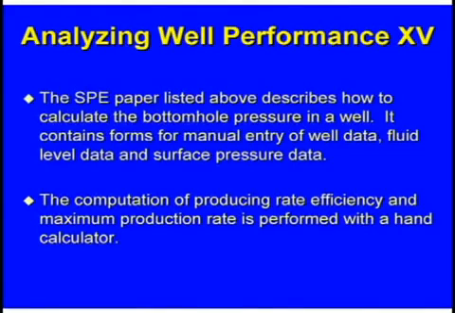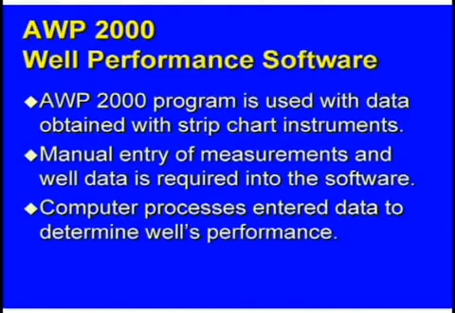We've got a paper that describes how to do all that called Analyzing Well Performance 15, and you can download it. On the back of it, there's a couple of forms. You just fill out those forms, and you can use it for calculating the producing bottom hole pressure and/or the static bottom hole pressure. We have a software program called AWP 2000 that's on Lynn's disc that we're handing out. You input these numbers that we've talked about, and it calculates the bottom hole pressure for you. It works on both the producing and the static bottom hole pressure.